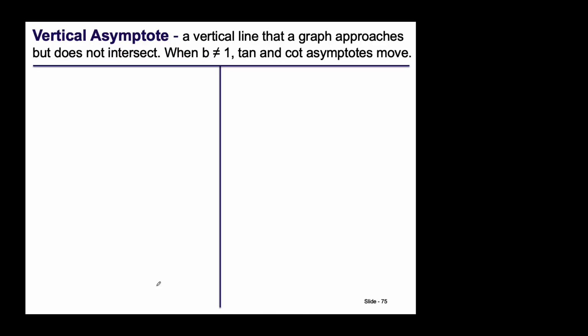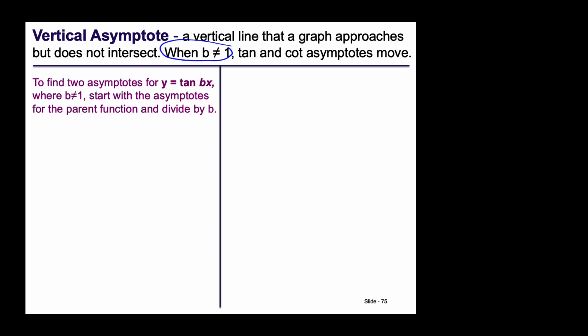All right, so we've been talking about vertical asymptotes, a vertical line that a graph approaches but does not intersect. When b does not equal 1, tangent and cotangent asymptotes move. So we're taking those parent functions and we're going to have a transformation to them. So if b does not equal 1, what happens? Well, the vertical asymptotes move.